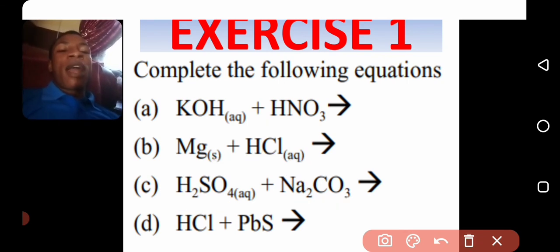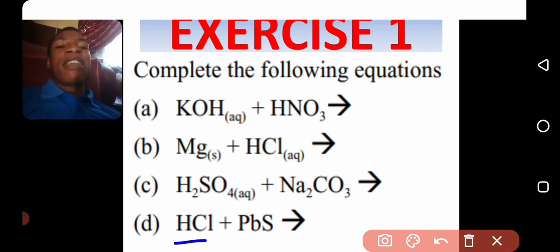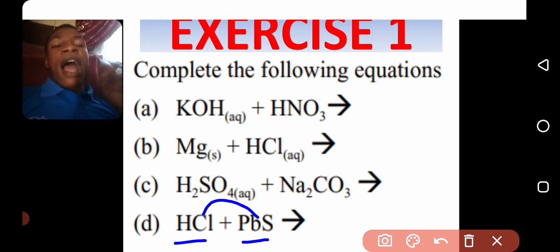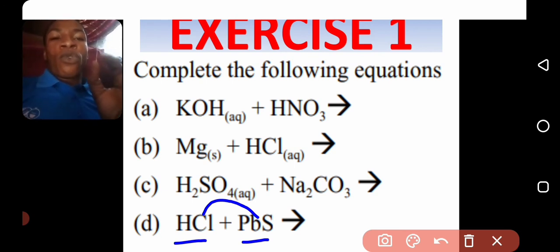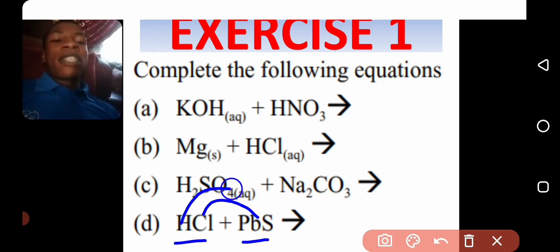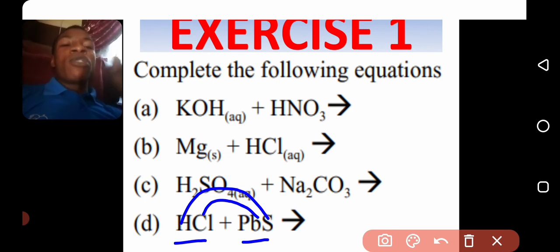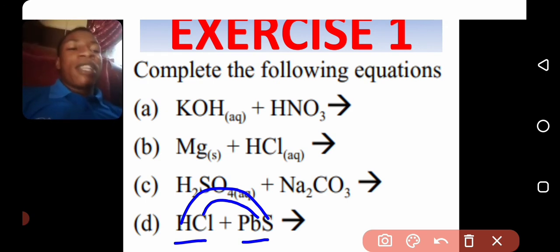Finally, you are writing acid and lead sulphide, lead II sulphide. That's a metallic sulphide. So you are expecting Pb and Cl to combine, while H and S also combine. How do two of them combine? Use the valency of Pb as 2.